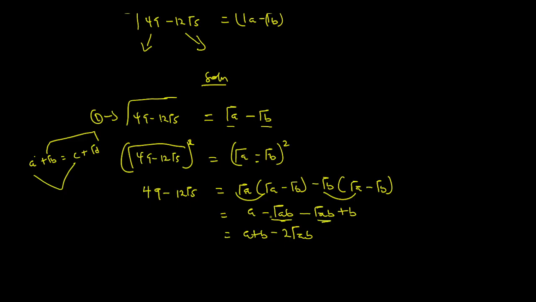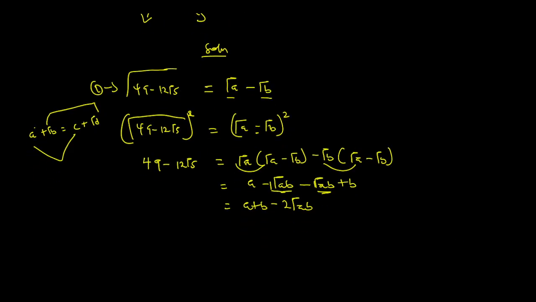Addition and subtraction of surds: there is one here, there is one here, so we factorize root ab out, and the remaining will be negative 1, negative 1. We sum them up, we get minus 2. So we say 49 minus 12 root 5 is equal to a plus b minus 2 root ab.